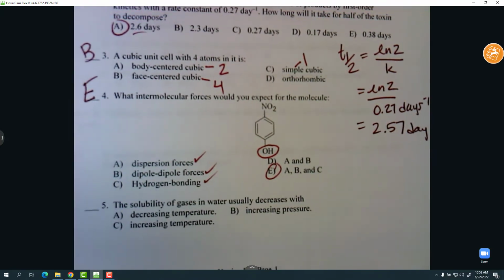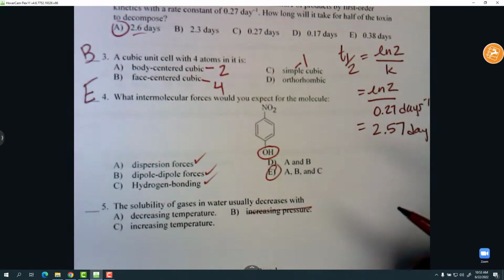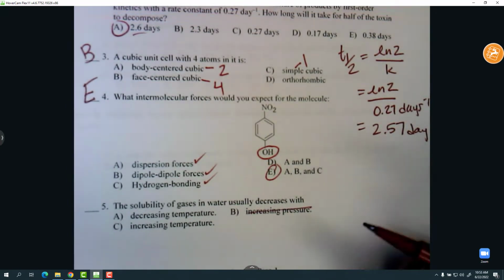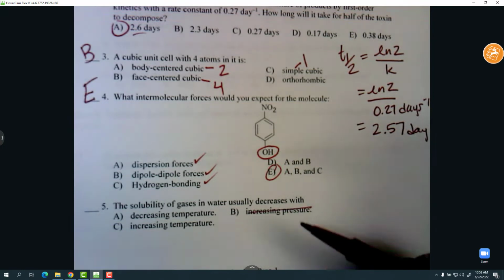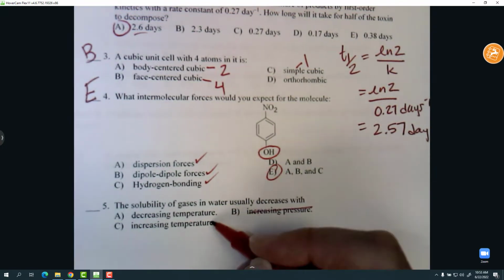The solubility of gases in water usually decreases with, and I've got pressure and temperature things. So remember, the solubility of gases in water usually increases with increasing pressure, and so that's not it. And so I've got both options for temperature. So usually we found gases are more soluble in cold temperatures. So I want the solubility to decrease. That would be increase the temperature.